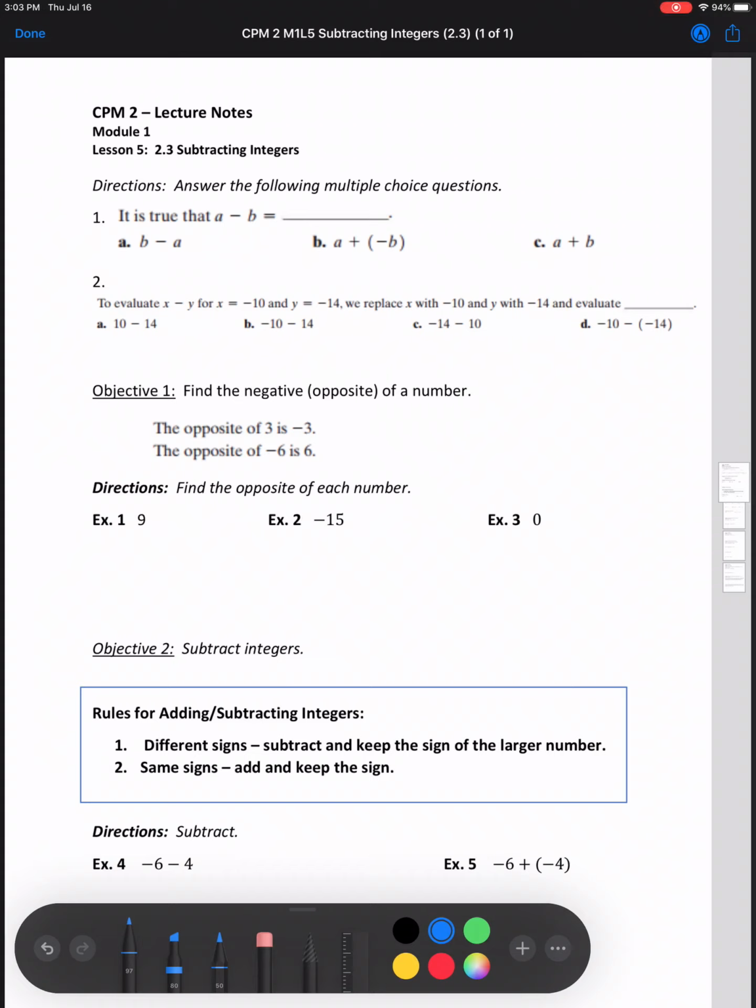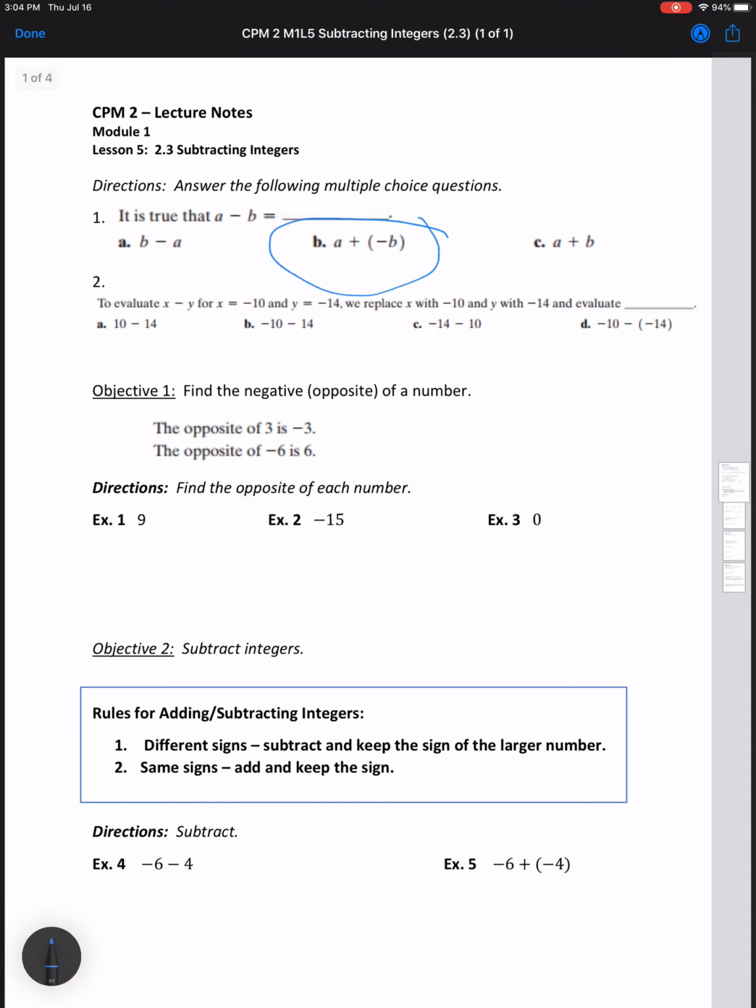Okay, we are getting ready to start Module 1, Lesson 5, which is 2.3, and we're going to talk about subtracting integers. So if we look at number 1 as we fill in these blanks, it is true that a minus b equals, and what they want you to realize is that whenever you subtract, for example, 4 minus 1, that's 3, and if I add a negative, 4 plus a negative 1, it's the same thing as subtracting. 4 minus 1 is 3. 4 plus a negative 1 is also 3.